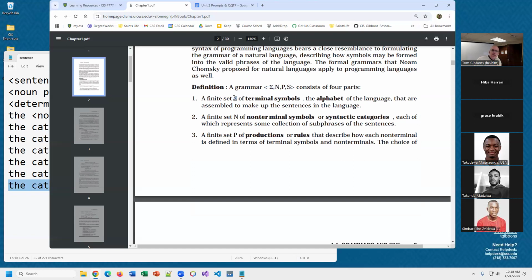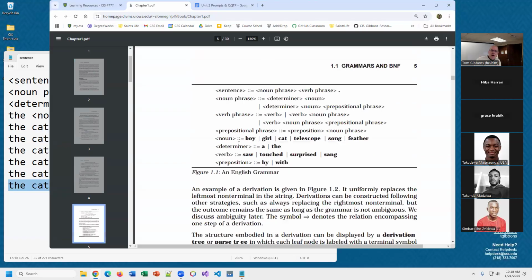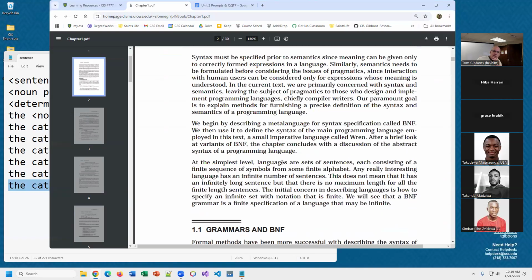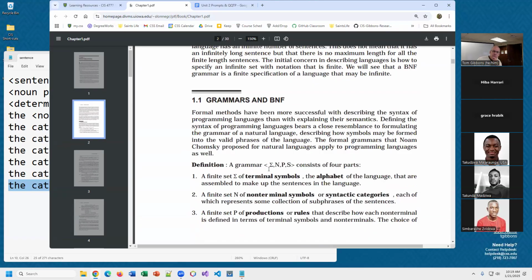The first part, sigma, is just a set of terminal symbols, or the alphabet of the language. In our example, the terminal symbols are these bold-faced words: cat, boy, girl, telescope, song, feather, the, saw, touched, surprise, sang, by, and with. That set makes up our terminal set. That's basically all the allowed words in your language.